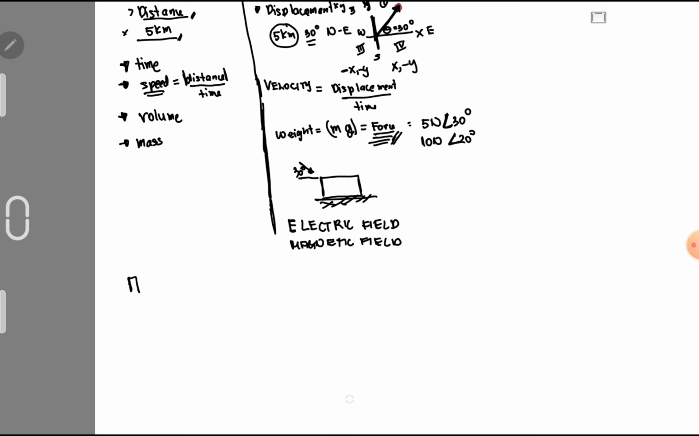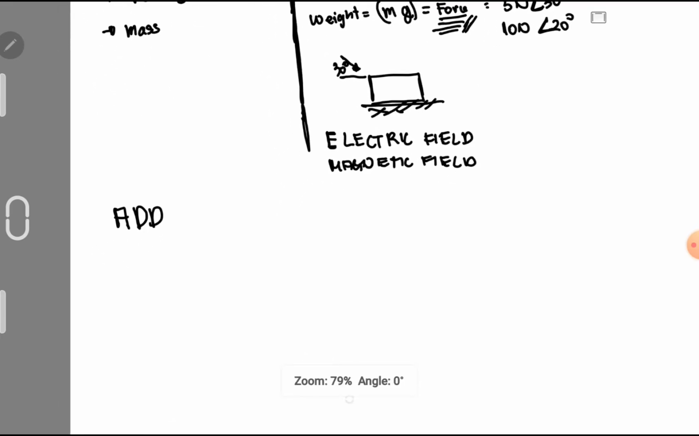So we have the adding of vectors. Sir, why only adding? Can't there be subtraction? Actually, you can subtract vectors, but you would negate the other vector and then add it again. That is your vector addition.